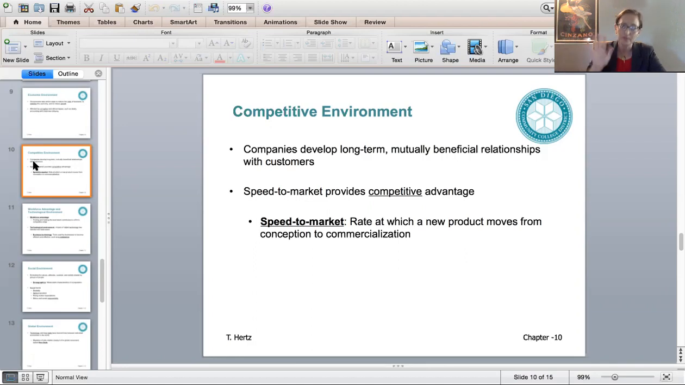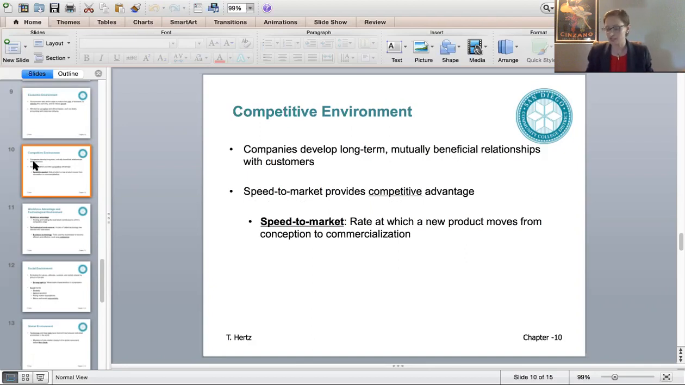We're no longer in the push type of marketing. It's more pull. We listen to the customers. We give them what they want. We solve problems for our customers. It's important to understand that speed to market can provide a competitive advantage. Remember, competitive advantage is the advantage we have over the competition.